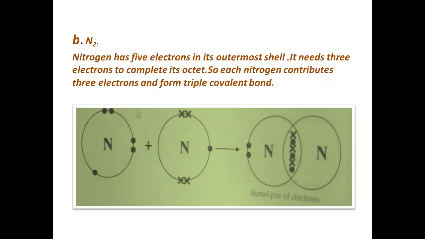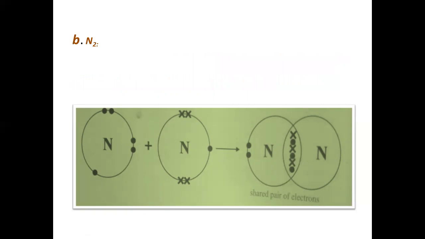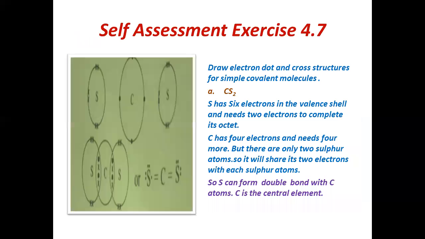So this was all about the formation of the covalent bond between covalent molecules or non-metals, and we discussed more examples 4.6, 4.7, and self-assessment exercises 4.6 and 4.7. So this was all about the structure of molecule formation. In 4.6, we explain the electron dot and cross structure for simple molecules which have a single covalent bond.